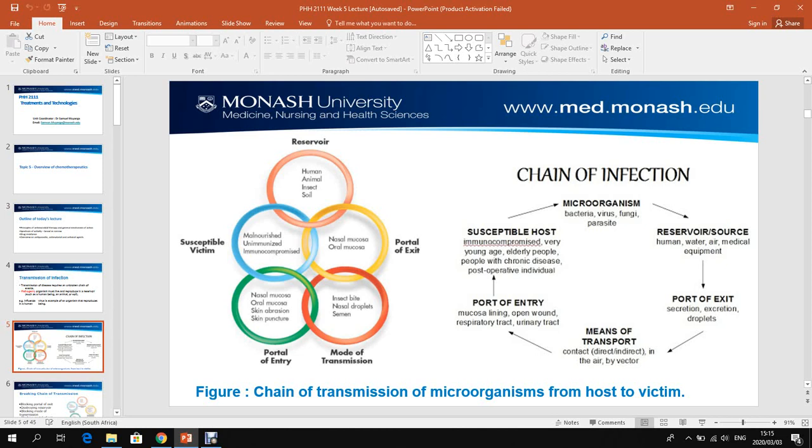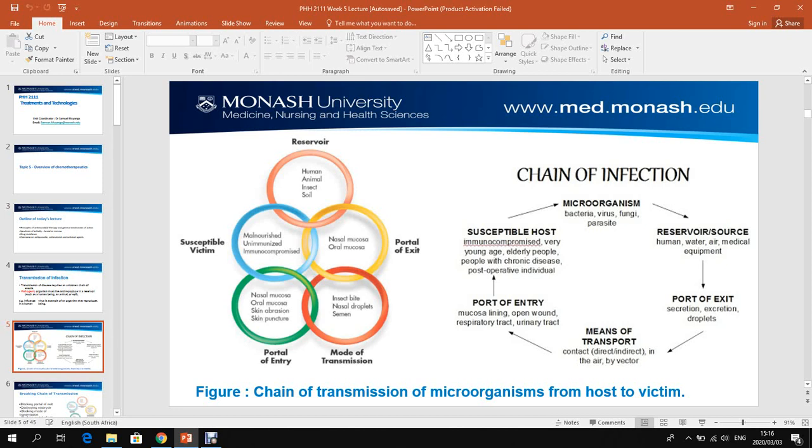But for these organisms to execute a new infection, they must come out of this reservoir and use what we call a port of exit. Port of exit basically is a point, or a system, where these microorganisms leave the reservoir. For example, in human beings it can be through nasal mucosa or oral mucosa.